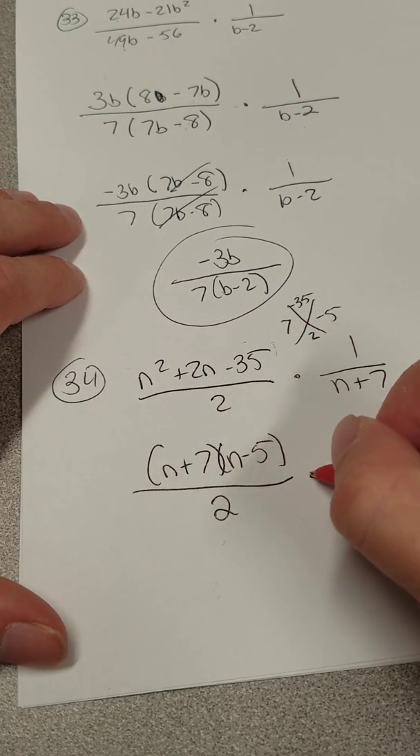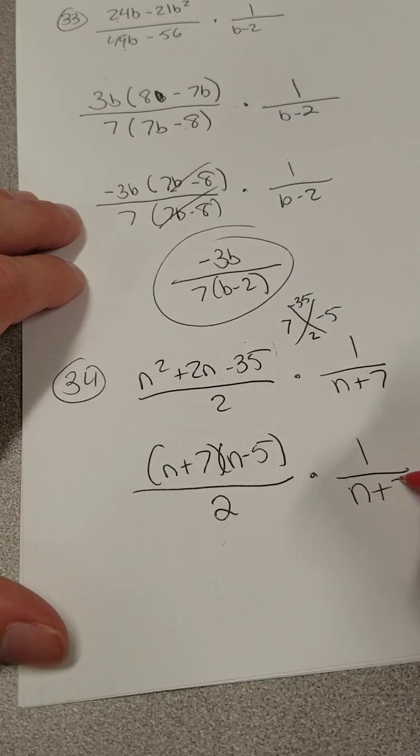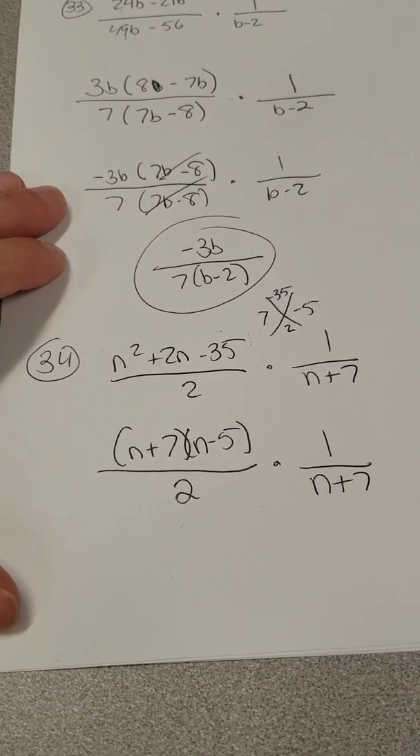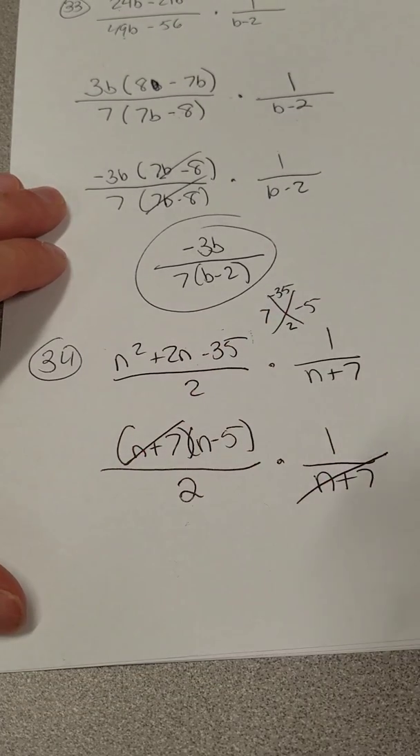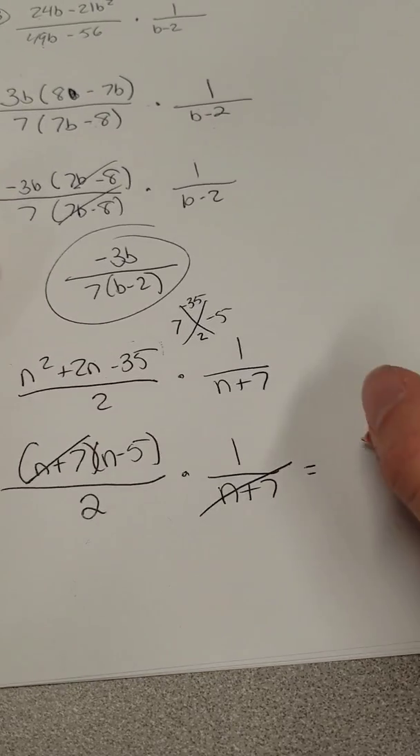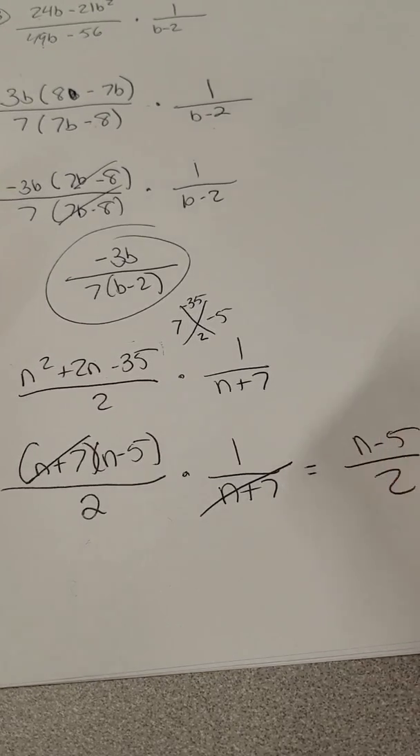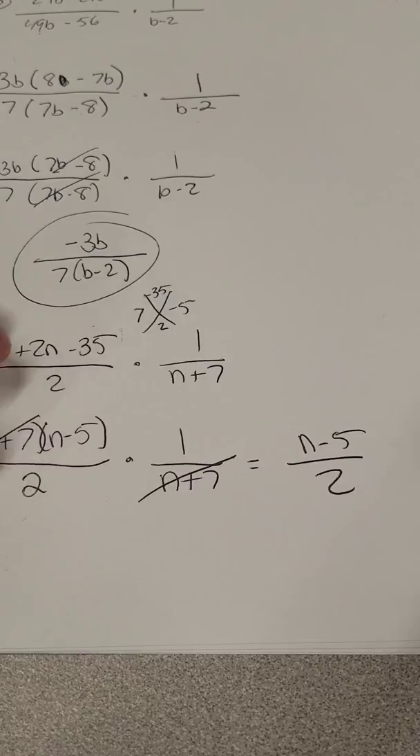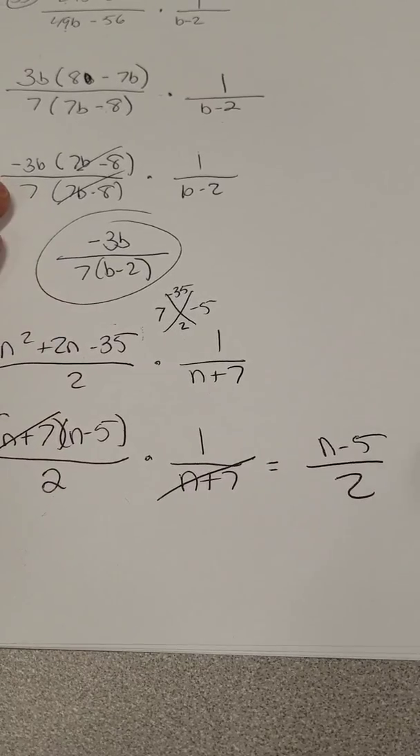2 stays on bottom, nothing we can do there. N plus 7 stays on bottom, nothing we can do there. Cancel out what they have in common. That ends up being that. So my solution, n minus 5 over 2. All right. Pretty simple and straightforward.